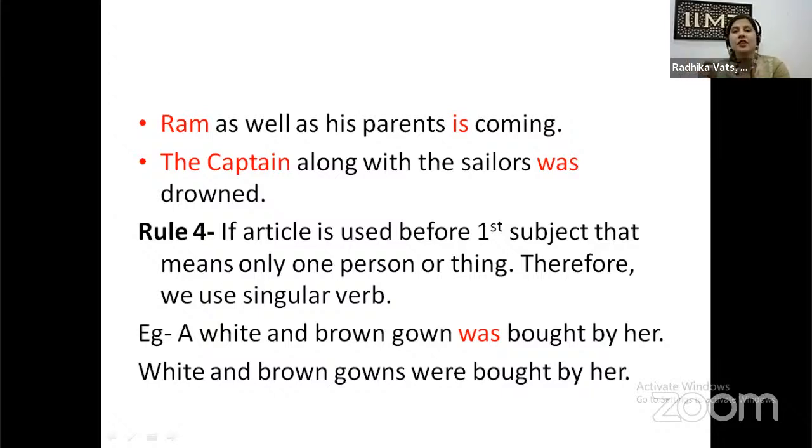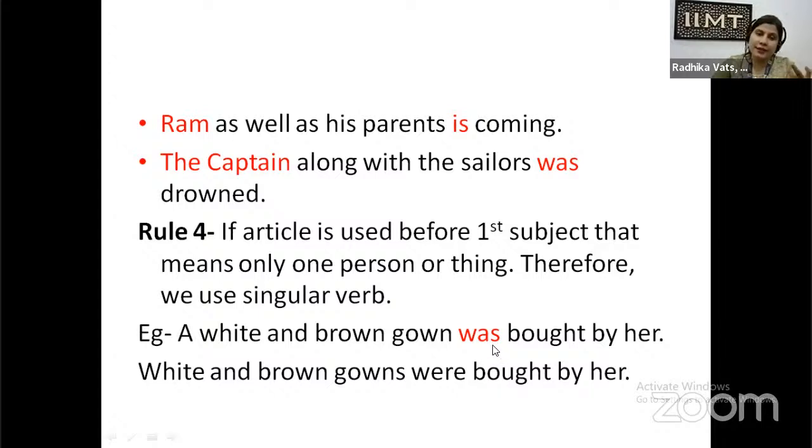And why are we using "was" here? Look, in rule number one, you learned that whenever there is "and" in between, you have to use a plural verb. But we did a different thing here. Why? Because there is "a". "A" symbolizes here that this gown is only one, not more than one. That's why we have used "was" here, not "were".